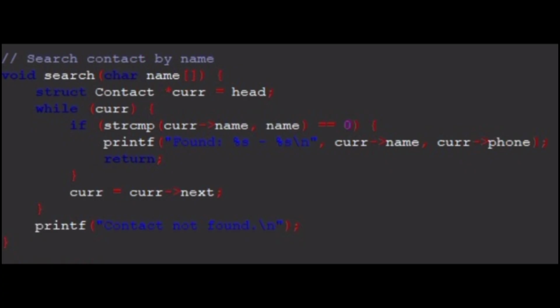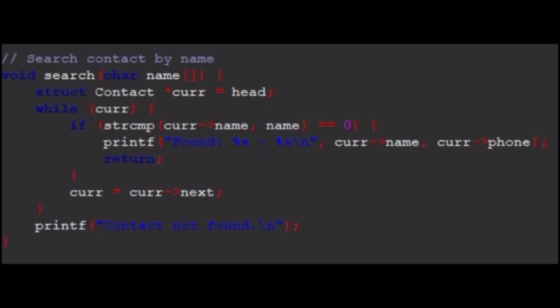The if condition uses strcmp, a function from the string library which is used to compare two strings. If the names match exactly, it returns 0. So this condition checks whether the current contact's name matches the one being searched. If it matches, we use a print function, and the contact name and phone number are printed. Return exits the function immediately since the task is completed.